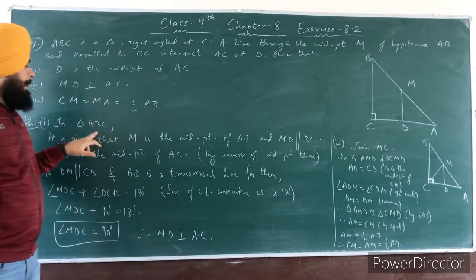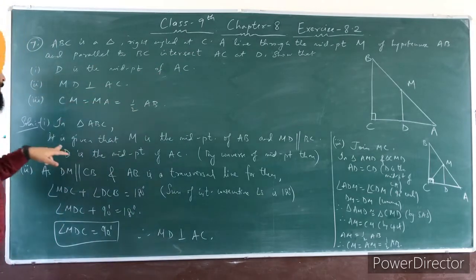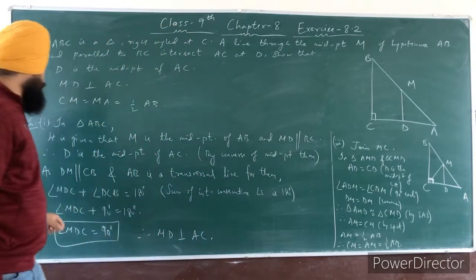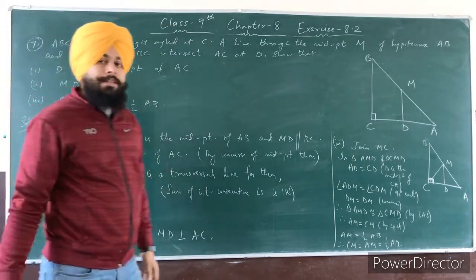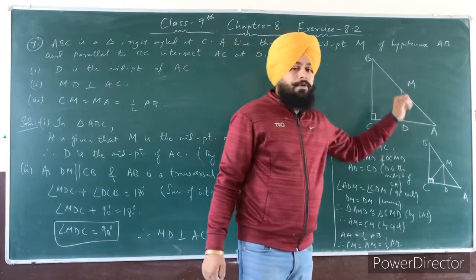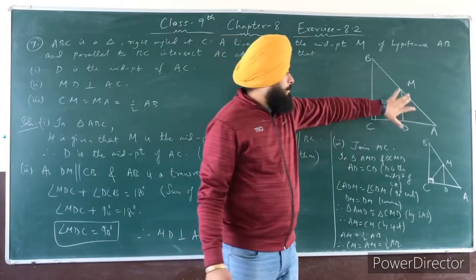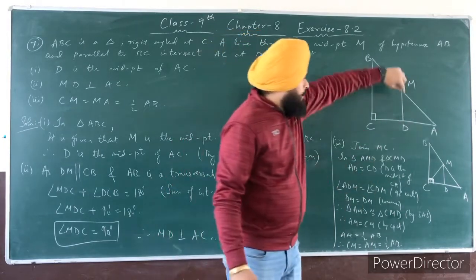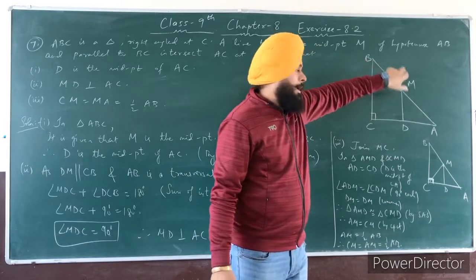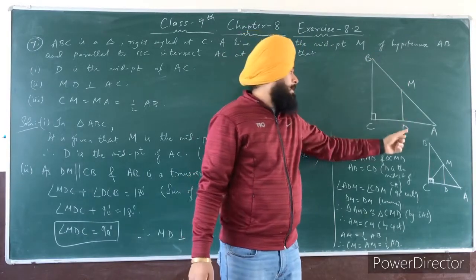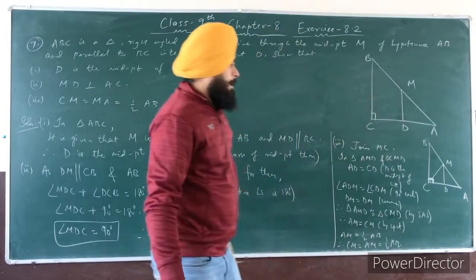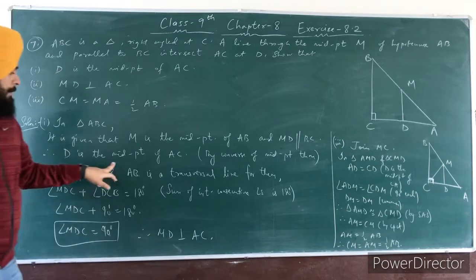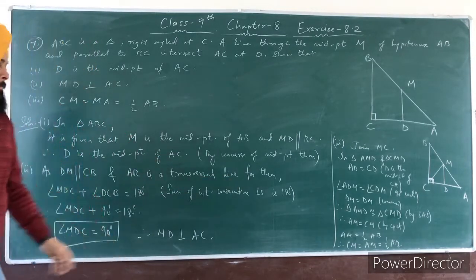First, in triangle ABC, it is given that M is the midpoint of AB and MD is parallel to BC. So D is the midpoint of AC also by the converse of the midpoint theorem. If a line drawn through the midpoint of one side of a triangle parallel to another side, it bisects the third side. So M is the midpoint of AB and MD is parallel to BC, then D is also the midpoint of AC. If D is the midpoint of AC, then AD is equal to CD.